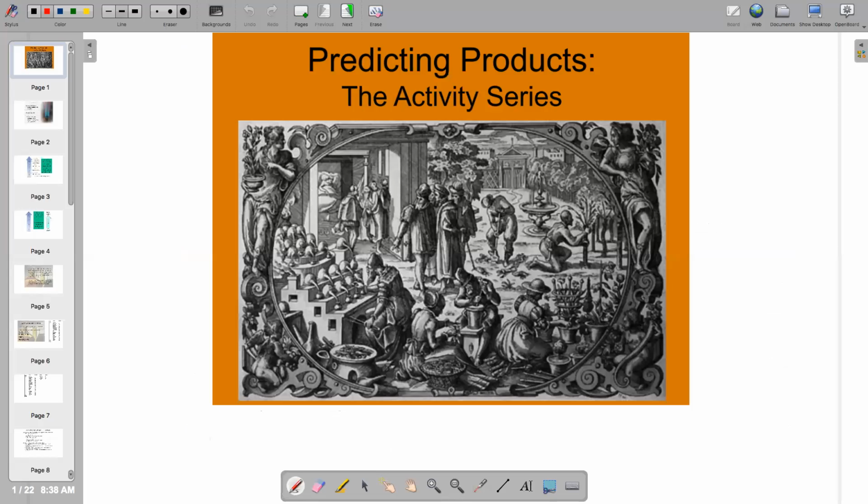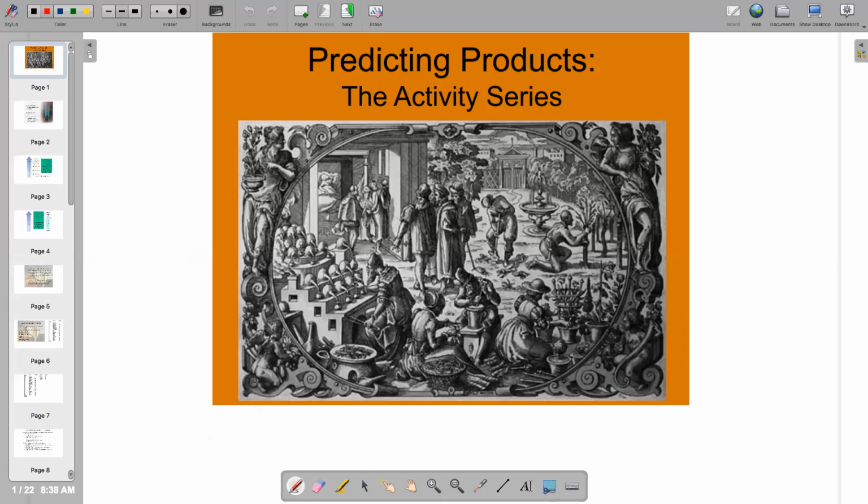Like predicting products, the thing that's stapled together, the activity series and solubility rules. So this is a little picture of a woodcut with a bunch of early chemists, or people who do alchemy, where you're trying to make new chemicals of some kind. And for the longest time, we've understood that you could take certain natural materials and mix them together, and a chemical reaction will form, and you get new chemicals.